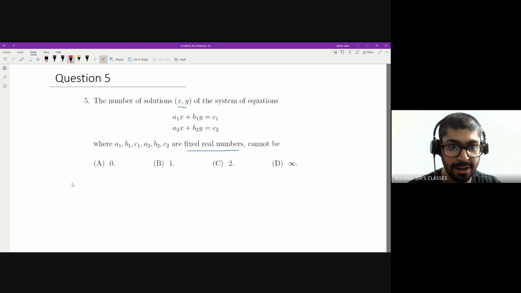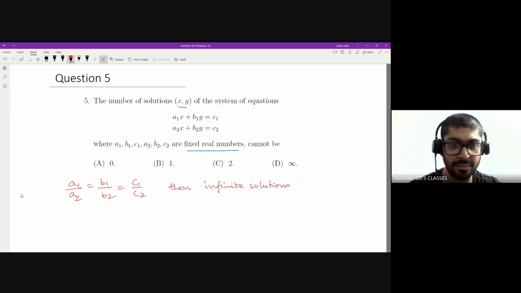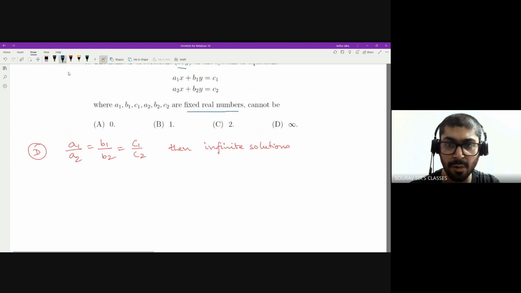We learned that if a1 by a2 equal to b1 by b2 equal to c1 by c2, if the ratios of all of these coefficients are equal, then infinite solutions, right? That is what we learned. Now this satisfies condition D, right? That is done. Now what happens if the last one is not equal?